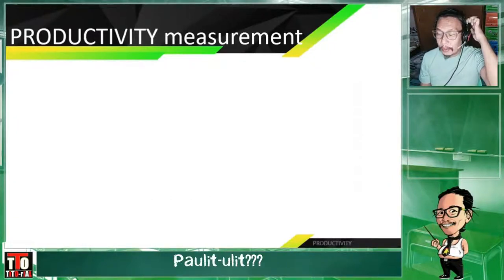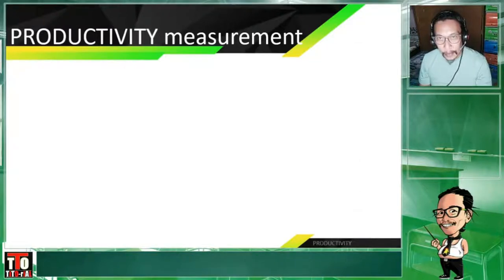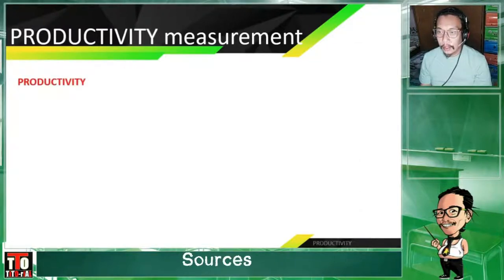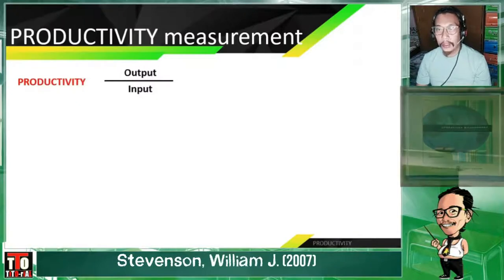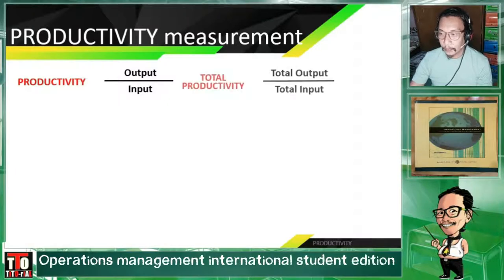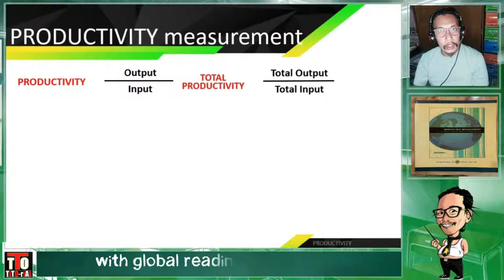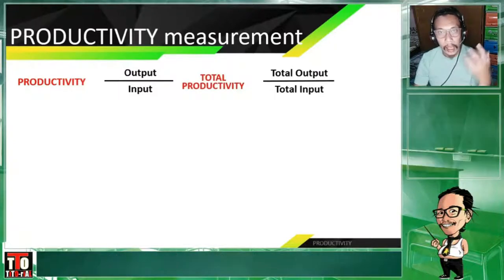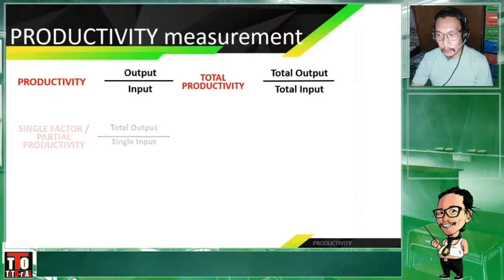So, measurement, again, formula for productivity. As stated earlier, productivity is output divided by the input. Now, pag sinabi natin total productivity, i-add natin lahat ng ating output, we call it total output, over our total input. Lahat ng ginamit natin to produce the output. Okay? That is total productivity.